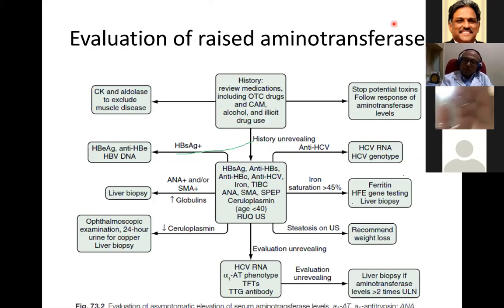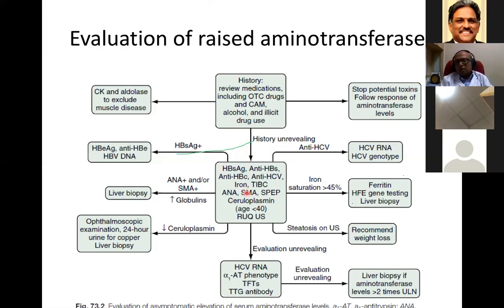So just to summarize the raised aminotransferases, the first key thing you do is take a good history. Once you have taken a good history, there may be things that you can look at, whether there is a muscle disorder or whether there is drug-induced liver injury, and you can immediately stop the drug, and at that stage itself help the patient to start recovering. Then if the history is unrevealing, you go on to do what is called a liver screen. The liver screen is a battery of blood tests that try to look at the etiology of the transaminitis.